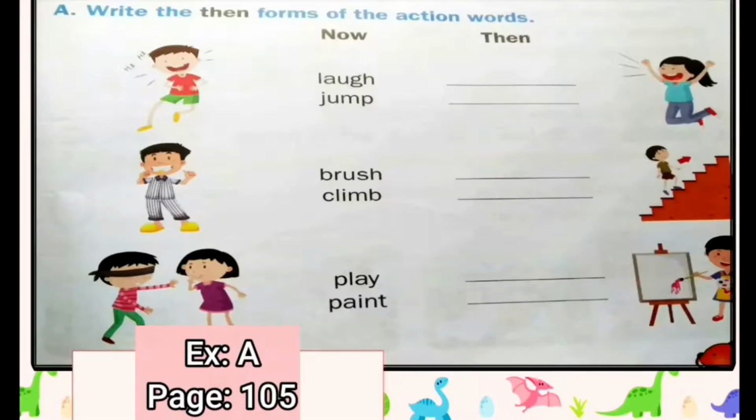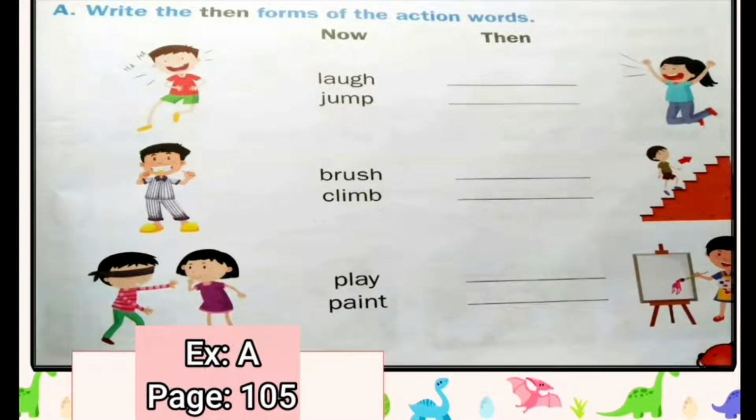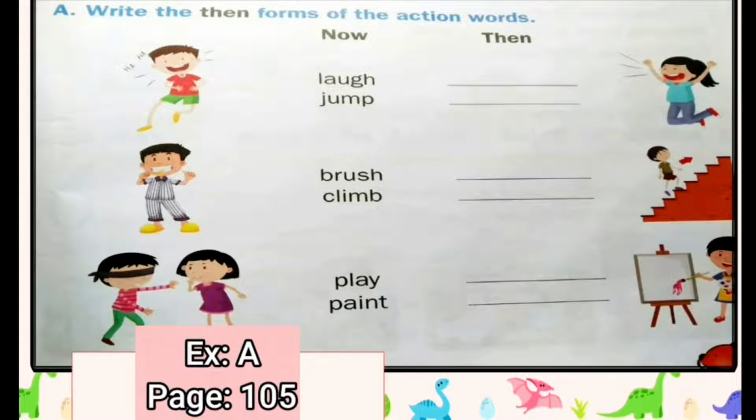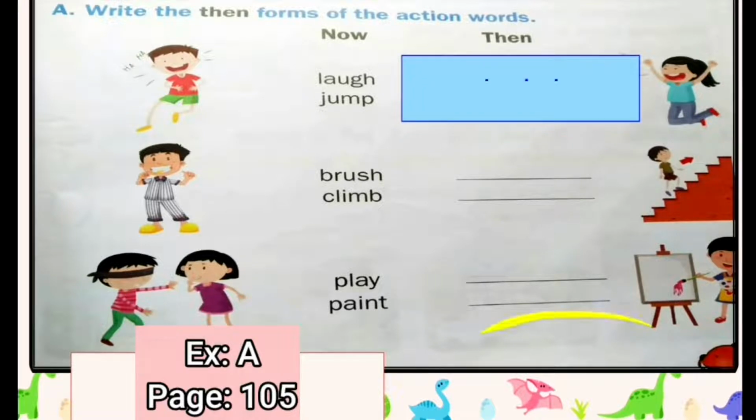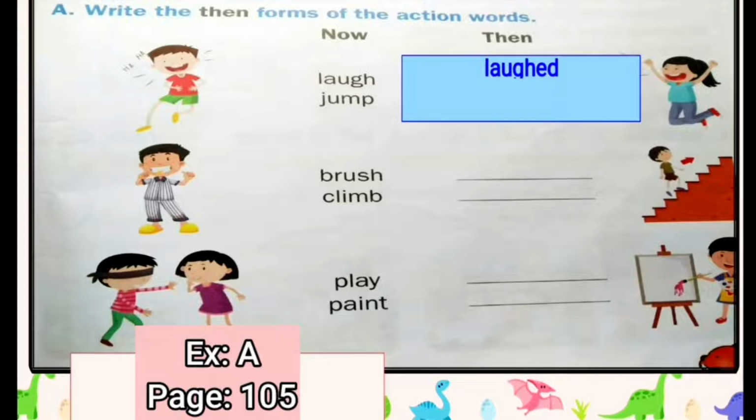Here is the bookwork, and we have to do exercise A, and you can find this exercise on page number 105. Now you can see on the left side there are the words which are now, and on the right side you have to write the words which are then. So first word is laugh, right? Laugh means smiling very loudly, right? So what will be the answer? Laughed. Yes, laughed. Now here is another word, jump. What will it be? Jumped. It will be jumped.